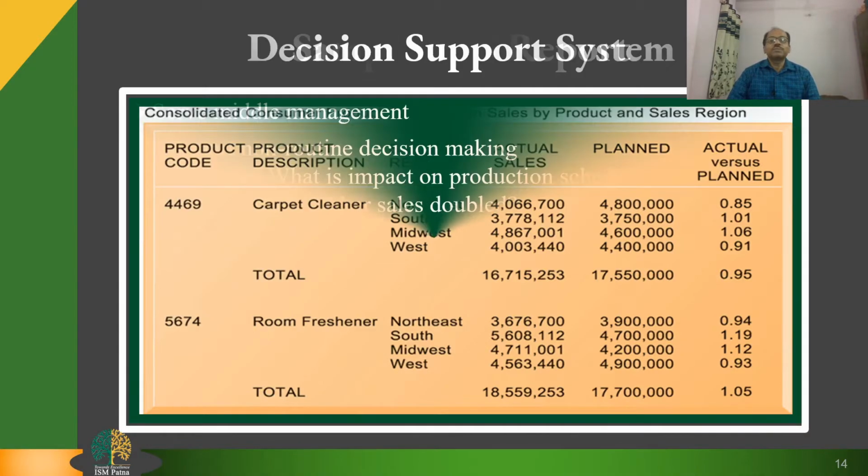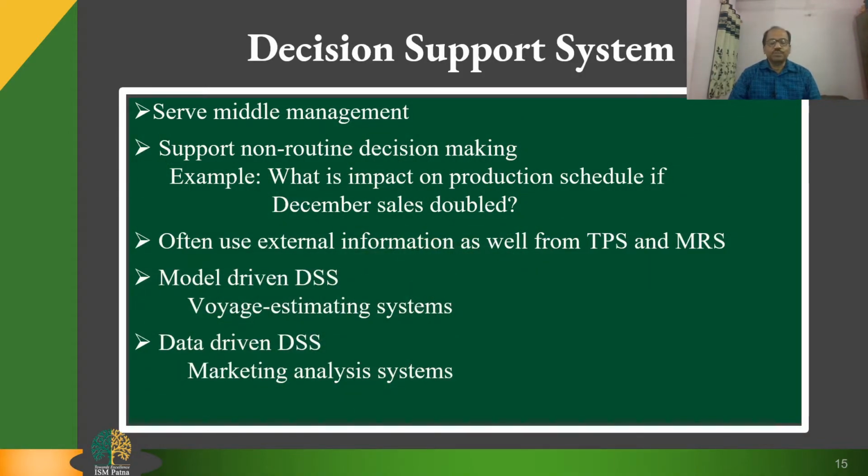The next is the decision support system. The DSS, decision support system, is meant for non-routine decision making as opposed to routine decision making, and this is the reason why DSS are specifically designed to assist managers in making that type of decision.